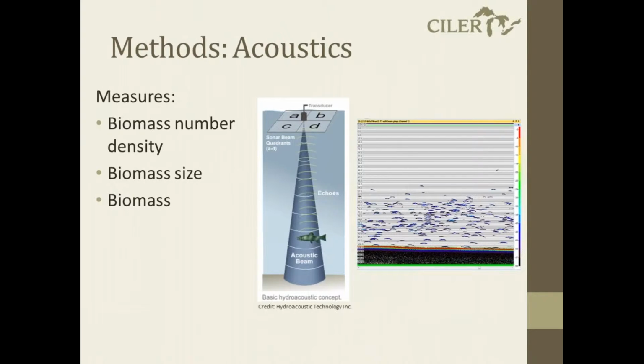First, the acoustics. Basically, at the bottom of the boat, we have a transducer that sends out acoustic pulses, and depending on what is reflected back in the water column, that gives us information on biomass number density, so how much of what we're seeing is in the water column, and biomass size, so of what we see, how large is it. Combining those together, we get an overall idea of biomass, in grams per meter cubed or something like that, for what is in the water column.